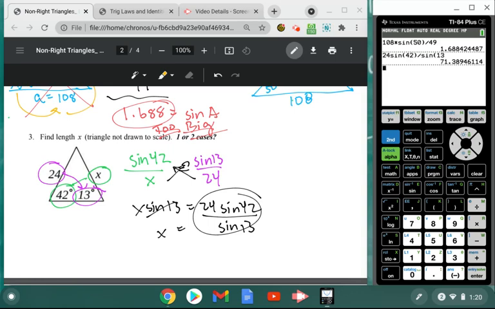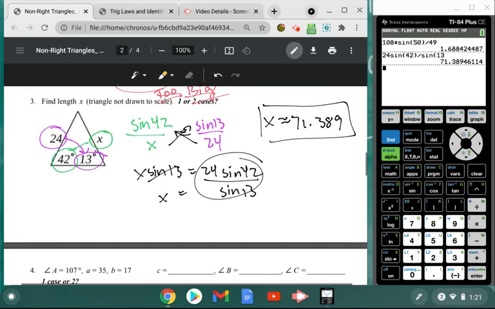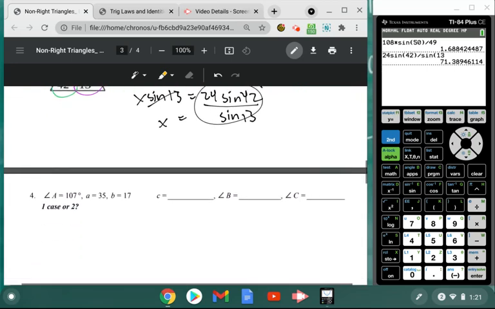And we get 71. So let me put it over here. So x is about 71.389 units. So there's our value of x. Okay, so another nice application. We don't need to solve the entire triangle. Okay, let's go on to number 4.